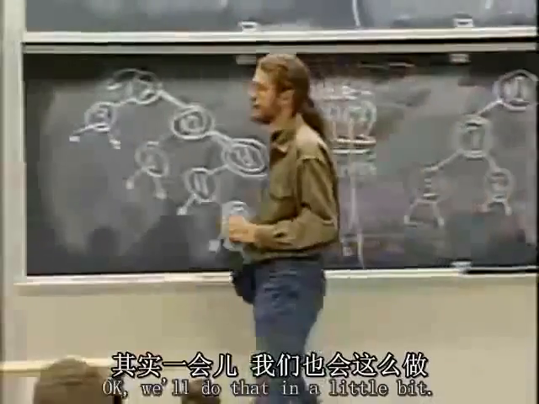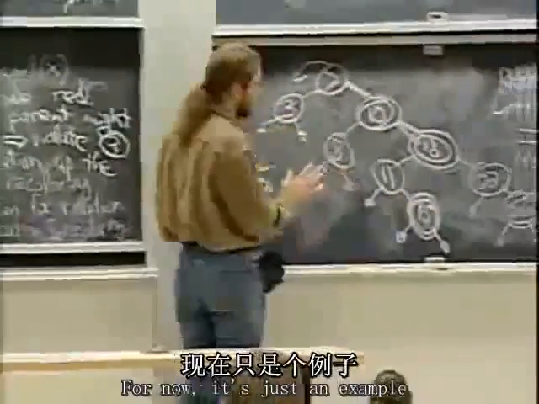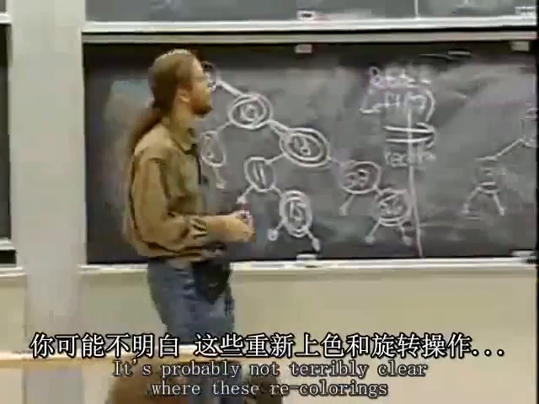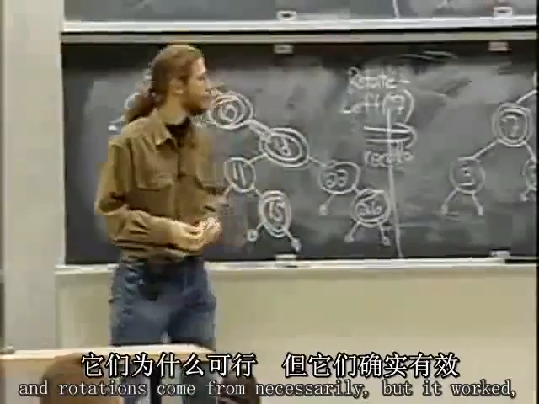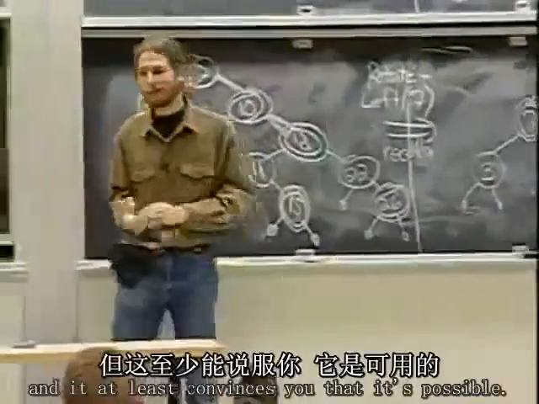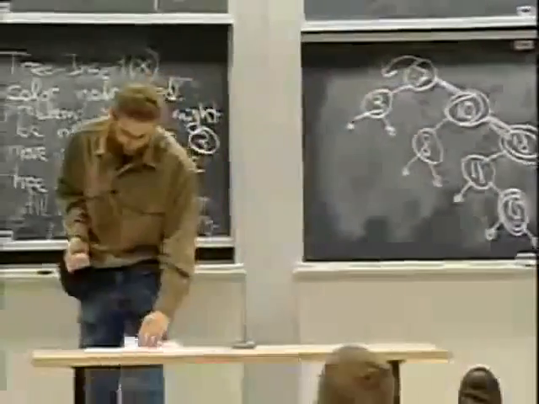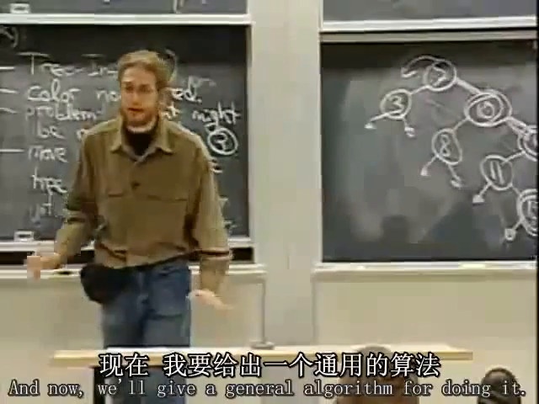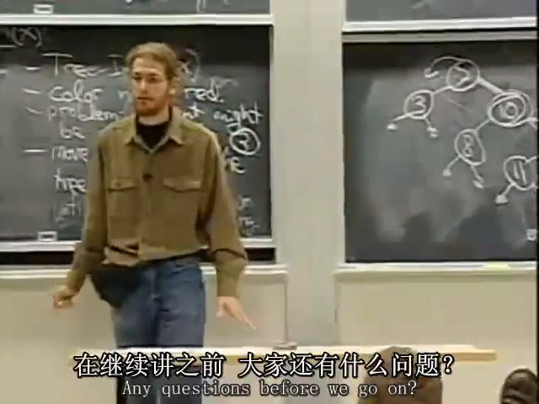Okay, we'll do that in a little bit. For now, it's just an example. It's probably not terribly clear where these recolorings and rotations come from necessarily, but it worked. It at least convinces you that it's possible. And now we'll give a general algorithm for doing it. Any questions before we go on?